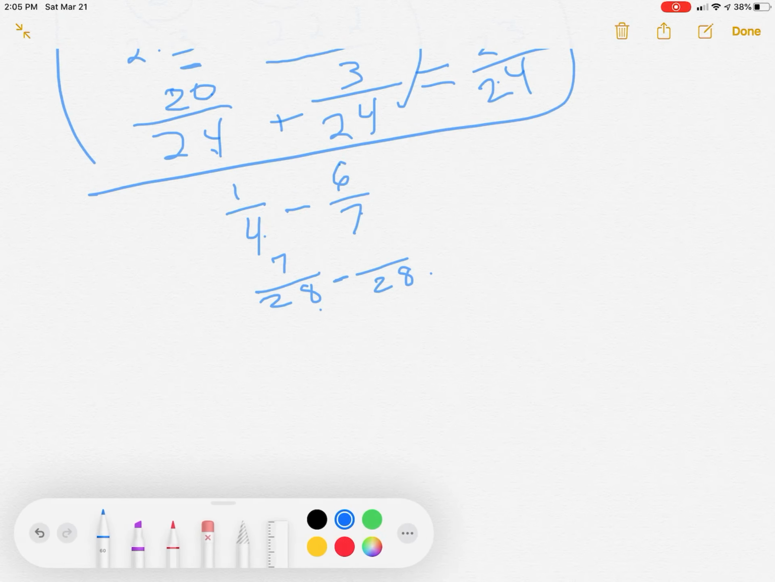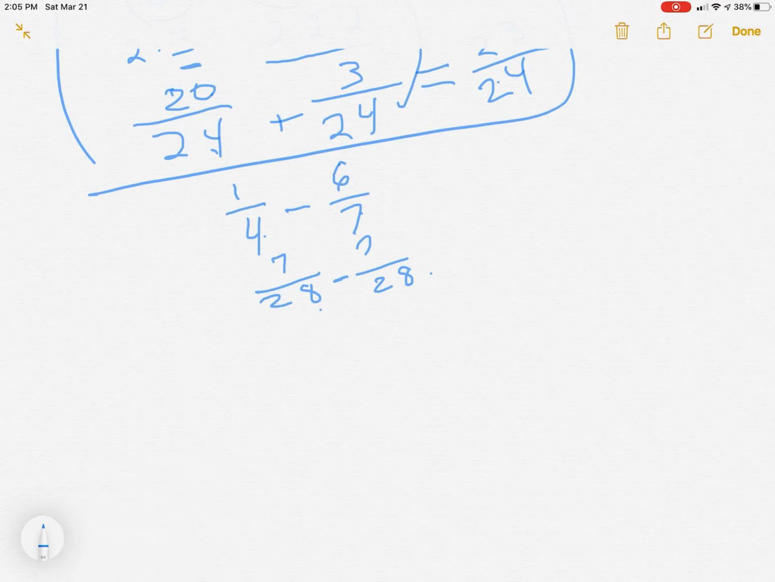Lost my pen again. Okay, 7 will go into 28 4 times. 4 times 6 is 24.